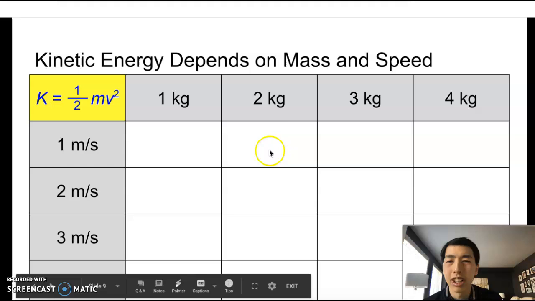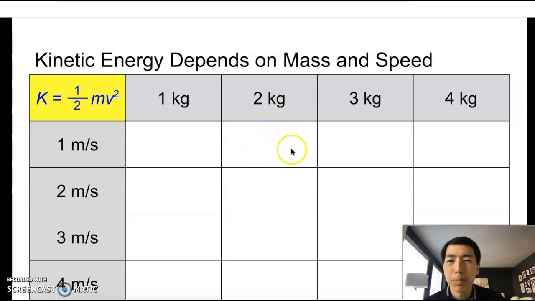Now the speed is a bit trickier because there's a squared there. So I'm going to focus on this column now. I'm going to start up here and just plug in the numbers. I've got a mass of 2 and a speed of 1. So it's a half times 2, which is 1, times 1 squared, which is 1. So the answer there is 1 joule.